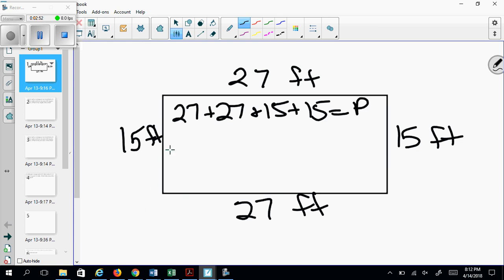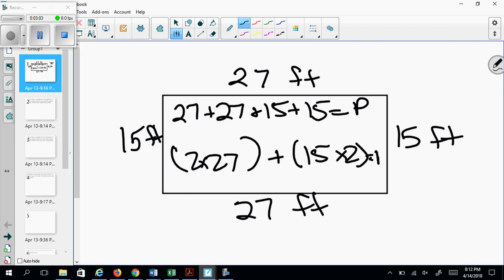Or I can do it this way. I can say 2 times 27 plus 15 times 2 equals the perimeter. Now this is the formula that you're going to see on your reference sheets. But you can also do it this way. So here I have 27 plus 27, which is 27 times 2. Now, you're going to want to actually write this out so that you don't make a mistake.